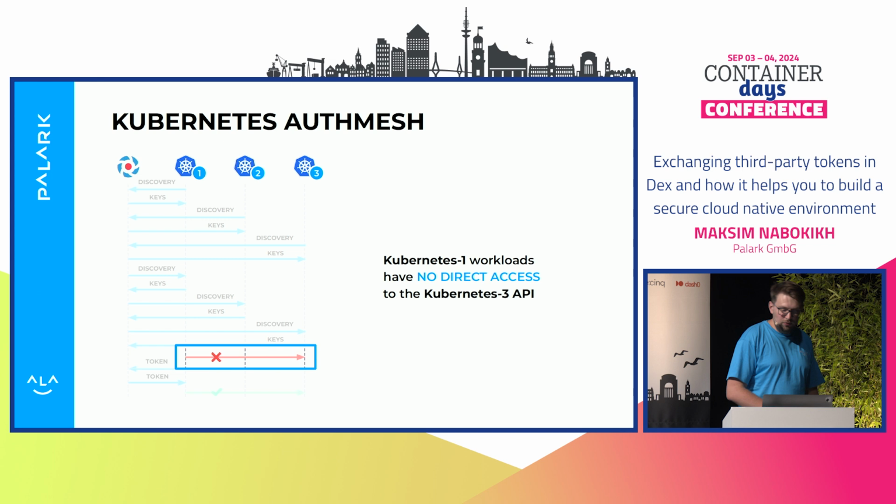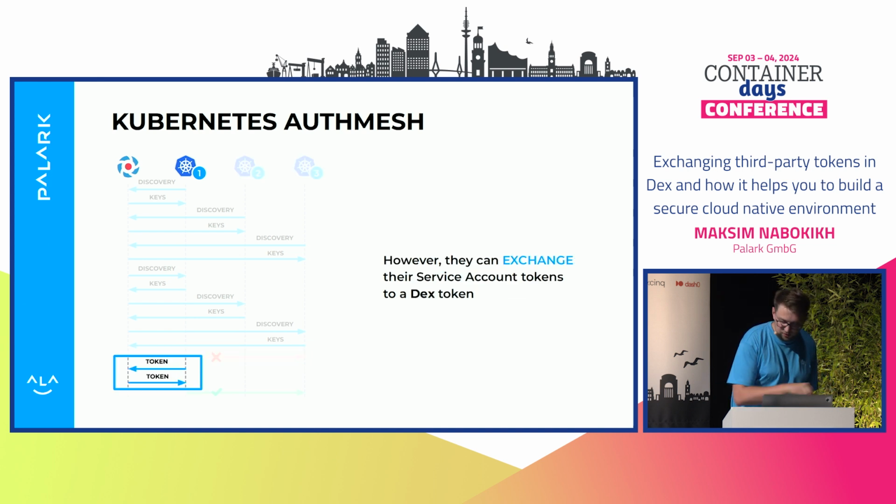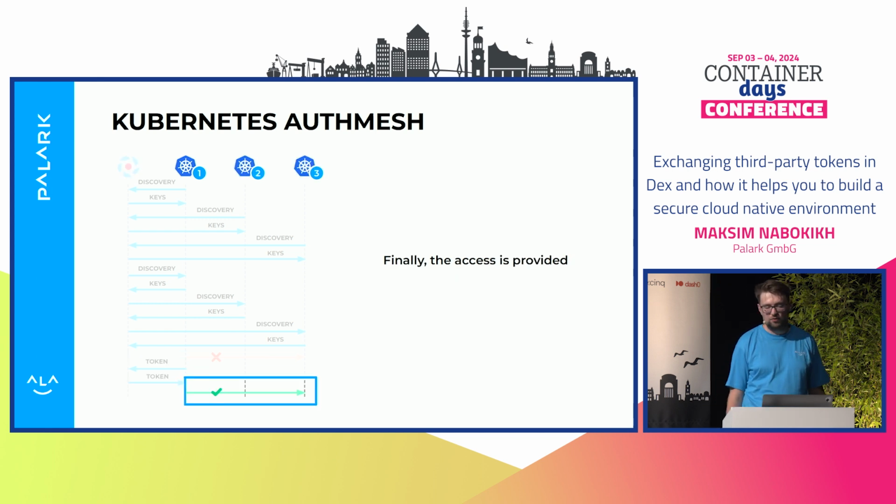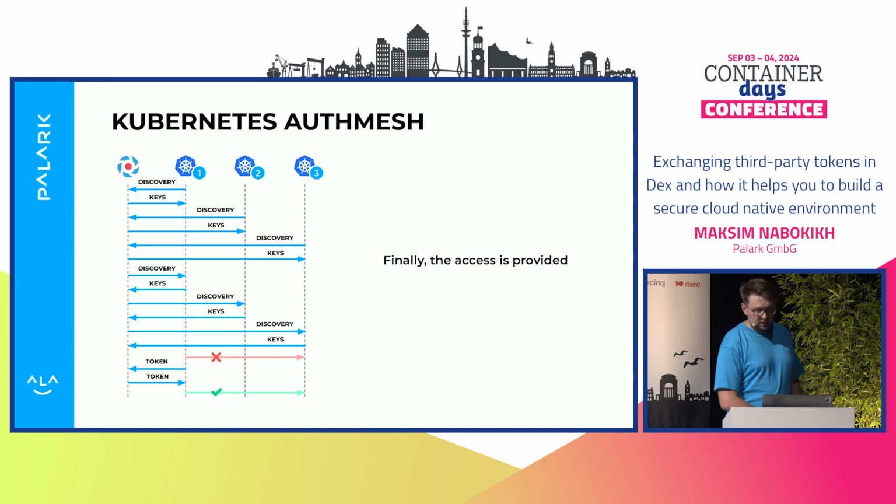Now, we want to go from the first cluster to a third cluster with a service account token. It's not possible, of course. But what we can do is go with the service account token to DEX, and then exchange it for a DEX token, and go finally from the first cluster to the third cluster. A pretty complicated flow, I would say.